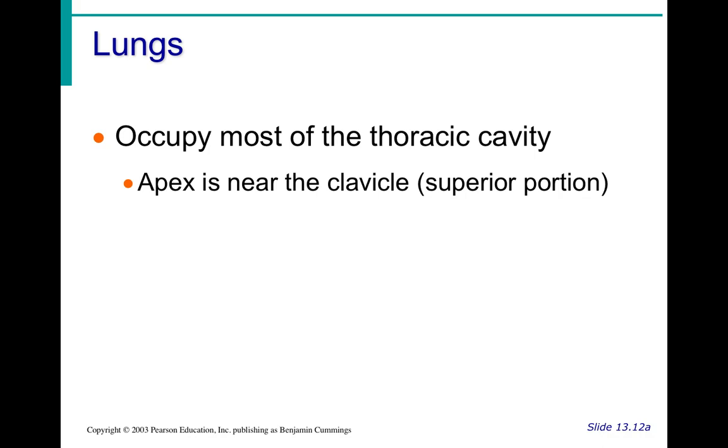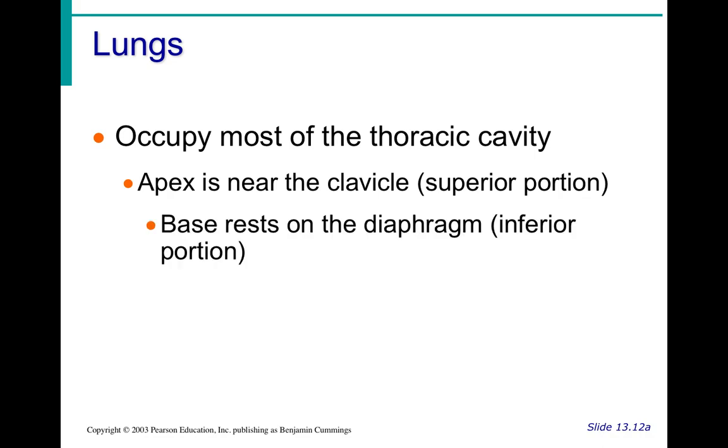Your lungs have an apex at the top, and that is near your clavicle. And remember, your clavicle is that bone that lies along the top of your shoulder. We also call that your collarbone.